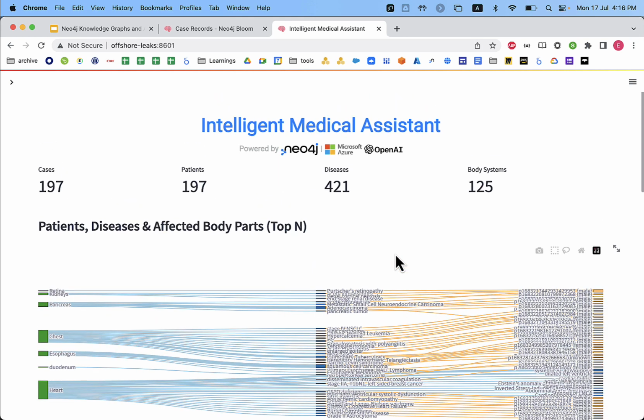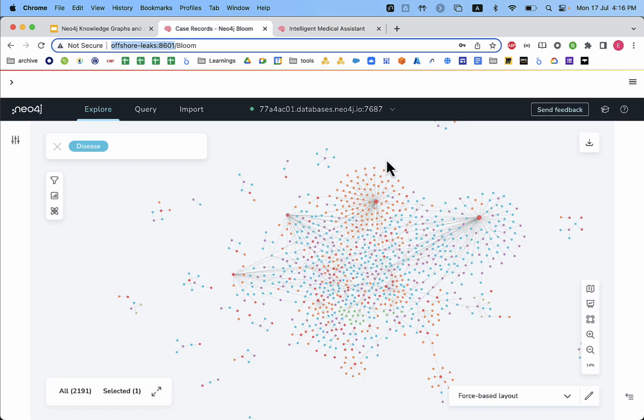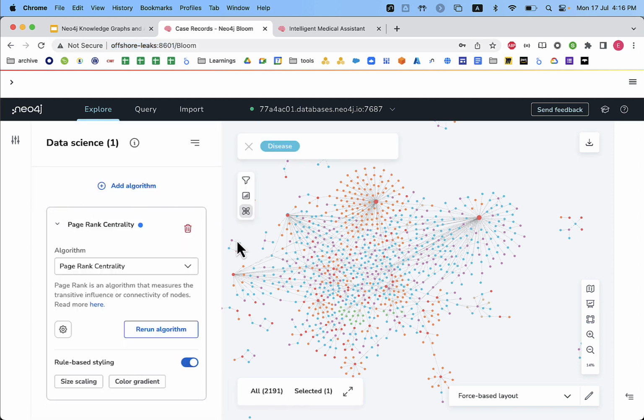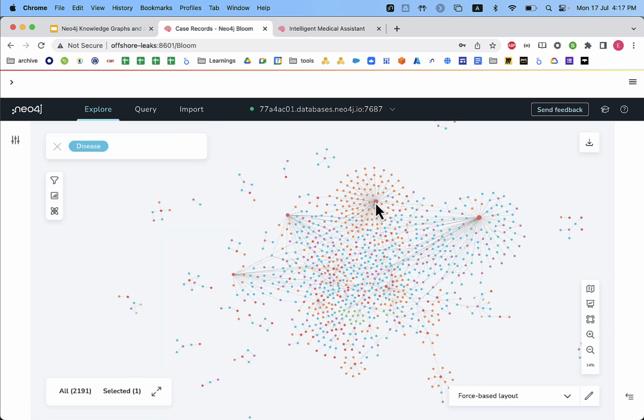You might need to dig even further. Since we already have everything inside the Neo4j database and connected together, you have the capability of applying data science algorithms on top of it. In this case, I'm using Bloom, which is Neo4j's data visualization tool. You don't need to be a data scientist to use this tool. The algorithm that I'm going to apply is called PageRank centrality. I'm going to apply it on top of the diseases and the affected body parts that I have today, and then find out which are the most influential nodes that I have.